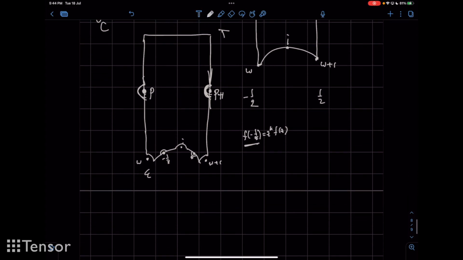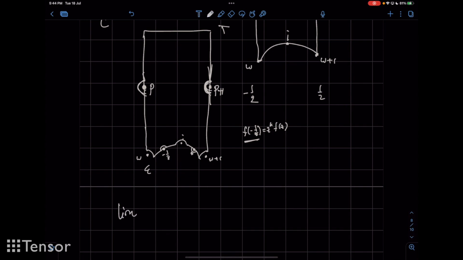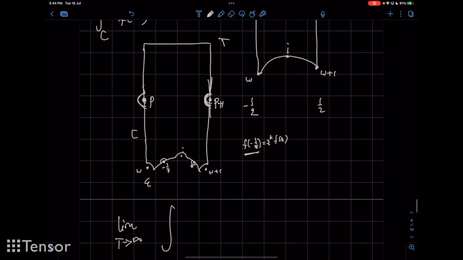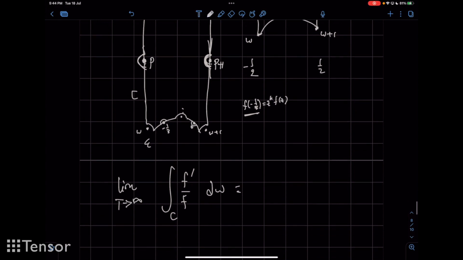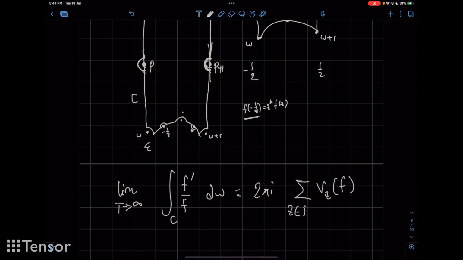And as t goes up to infinity, limit of t goes to infinity, integral over, let's say this is c, f prime over f. Okay, and what is this sum? So this sum is actually 2 pi i times the sum of v_z of f, where z is in the fundamental domain and z is not equal to i or omega.